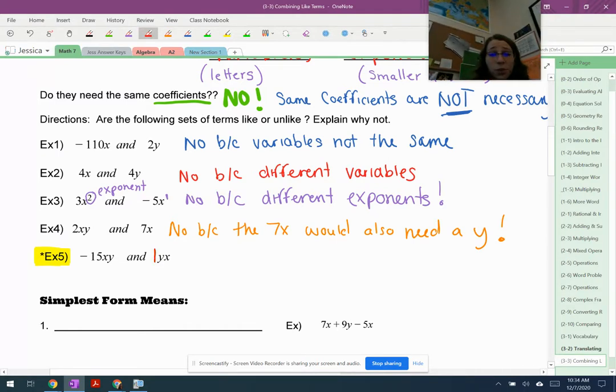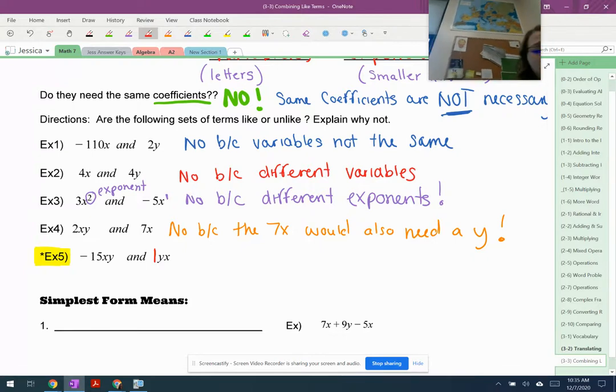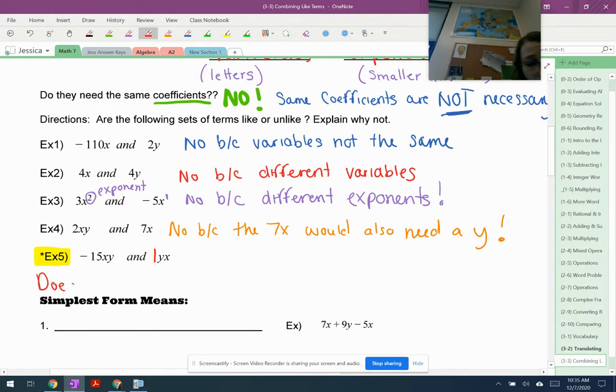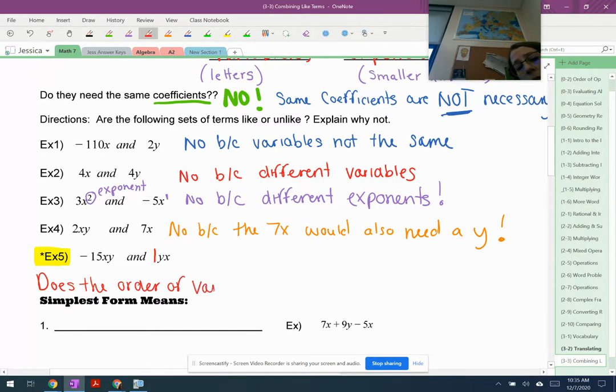So, do they have the same variables? Well, the negative 15 has an x and a y attached to it, and this other one has a y and an x, just in different order. So does that order matter? Does the order of the variables matter? Question mark. And let's look at that.